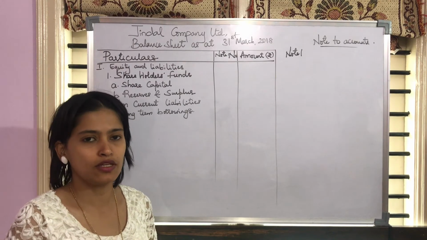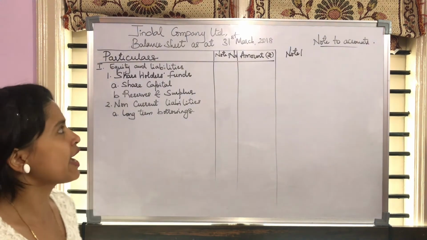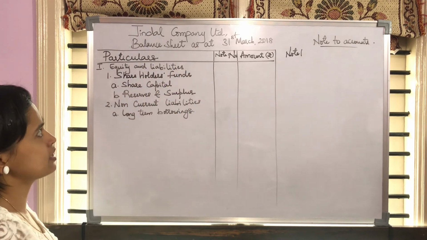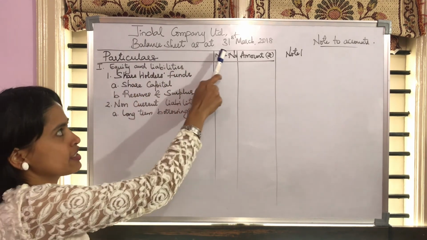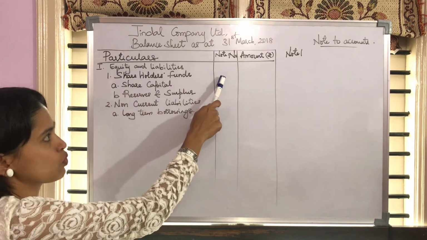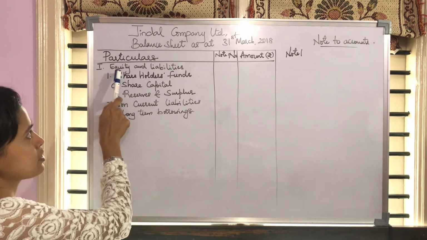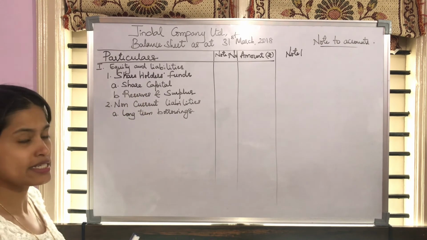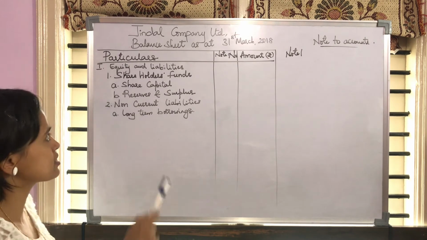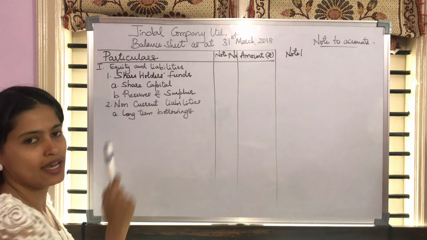Students, let's prepare the solution for the balance sheet question that is being given to us. Over here, I have directly written the name of the company as Jindal Company Limited. We are preparing the balance sheet as of 31st March 2018. I have done the format with particulars, note number and amount columns. Over here, Roman number 1 is all about equity and liabilities. Over here, we have three major heads. I have written the first two major heads: the first one being shareholders fund and the second one being non-current liabilities.